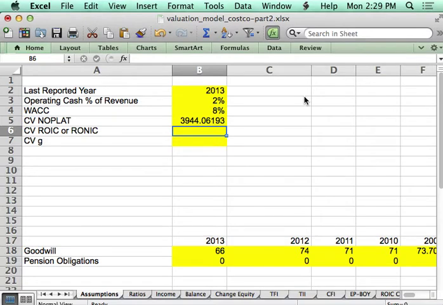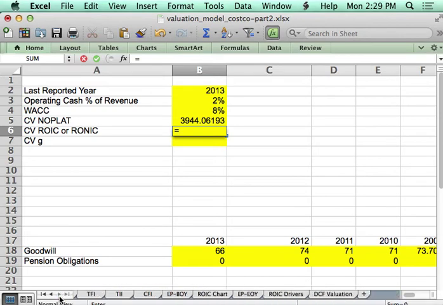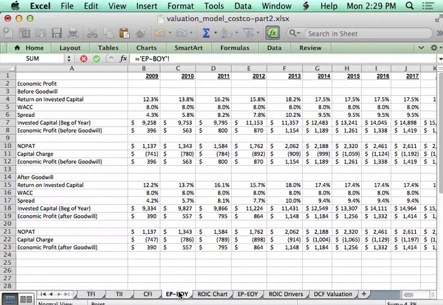Continuing value ROIC equals, we forecasted ROIC on the EP BOY tab. Very important to use beginning of year ROIC for this exercise because we're about to also do an economic profit valuation. We want the DCF and the EP valuations to exactly match. And the only way, I told you before, that they exactly match is if we use beginning of year invested capital. So therefore, beginning of year ROIC. So don't use the EOY tab. Make sure you refer to the BOY tab.